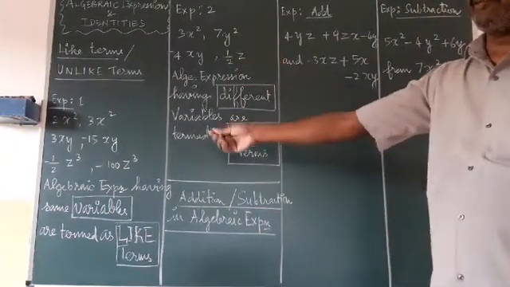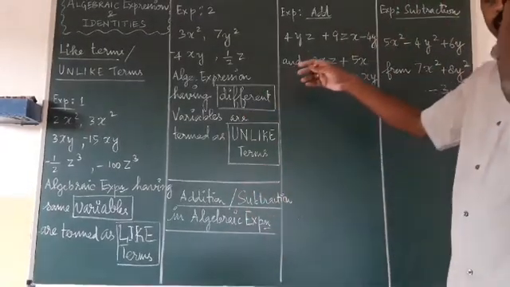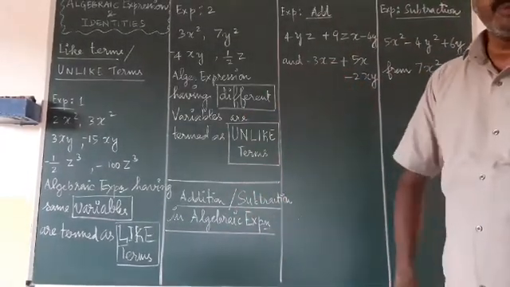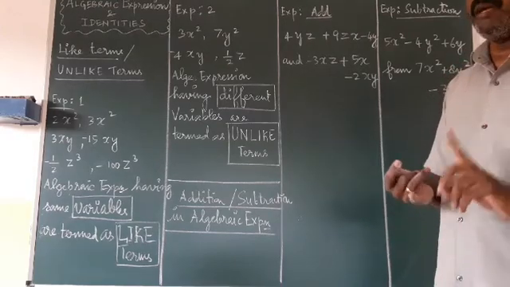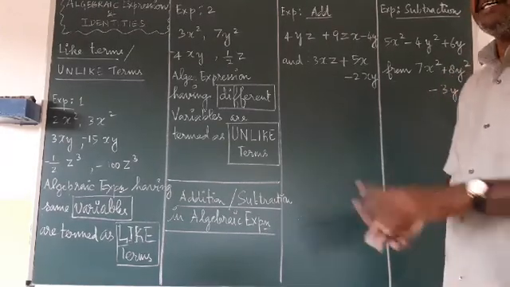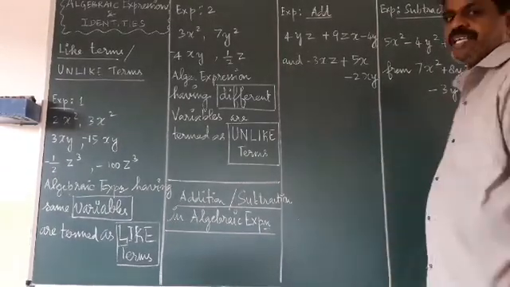What is an algebraic expression? What are the parts of an algebraic expression? And what are the types depending upon the terms present in the expression? Monomial means a single term, binomial means two terms, and trinomial means three terms are present. Generally we will call it a polynomial.